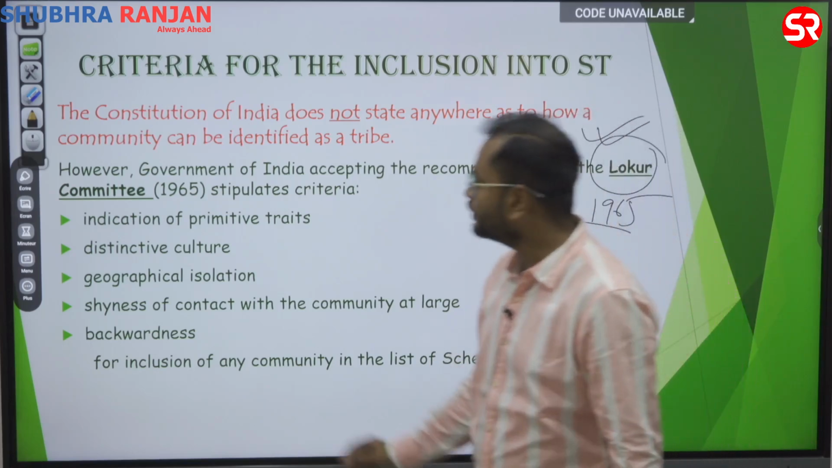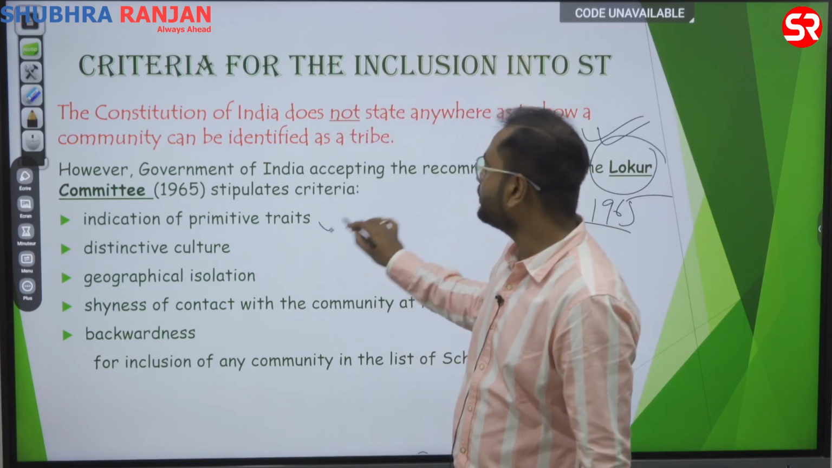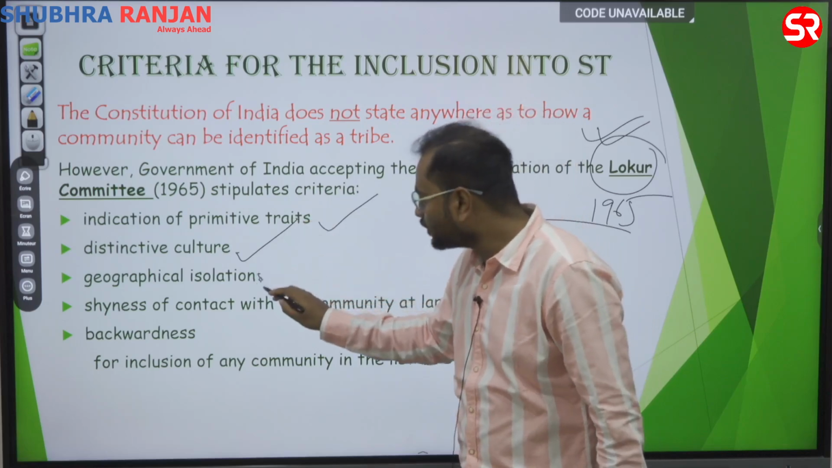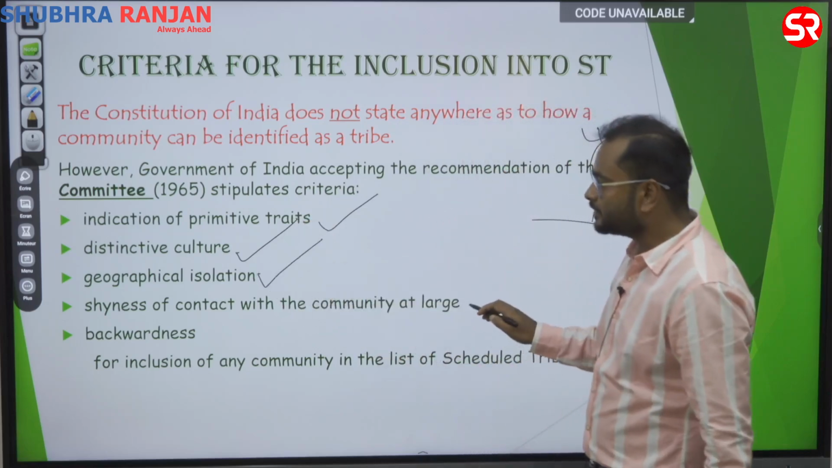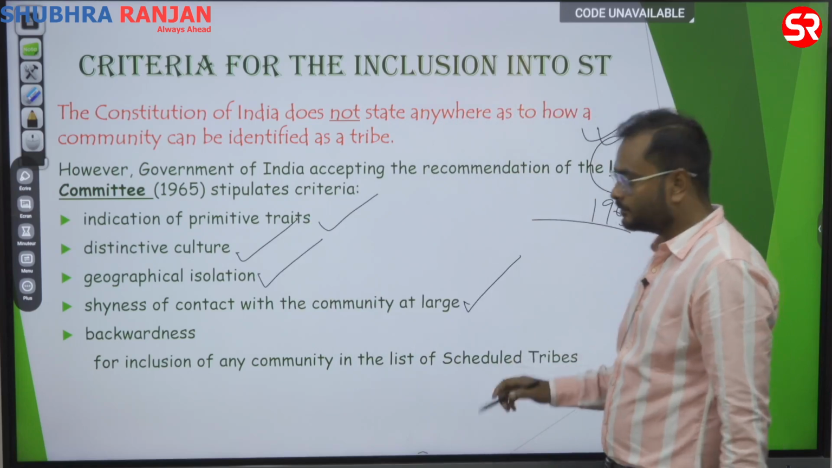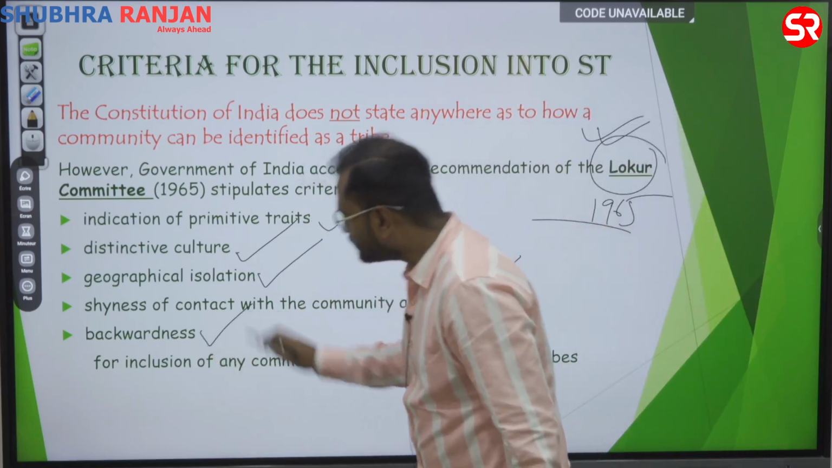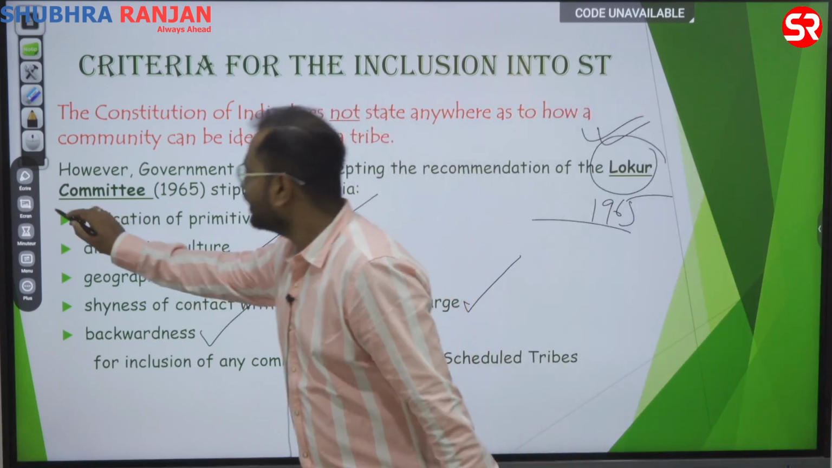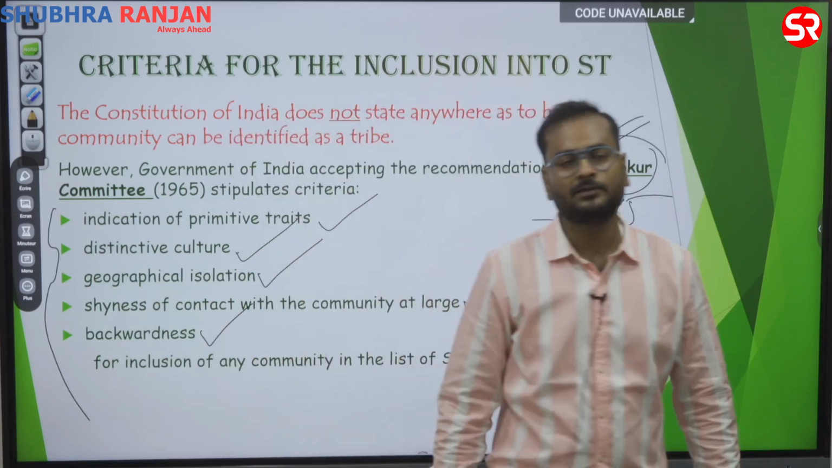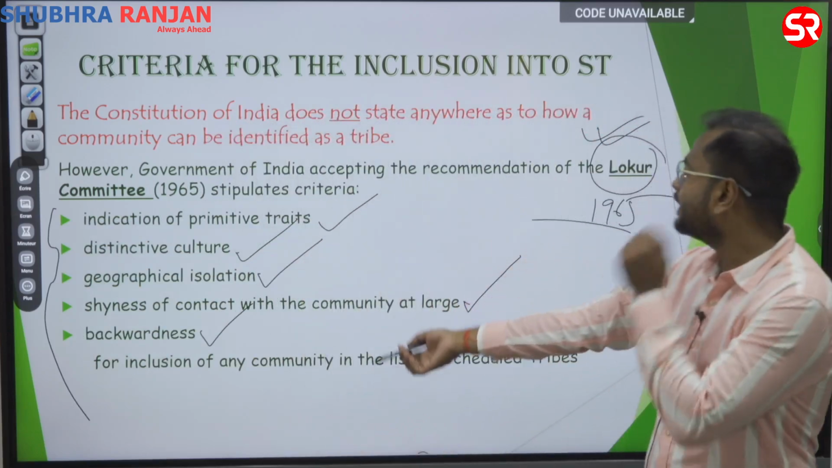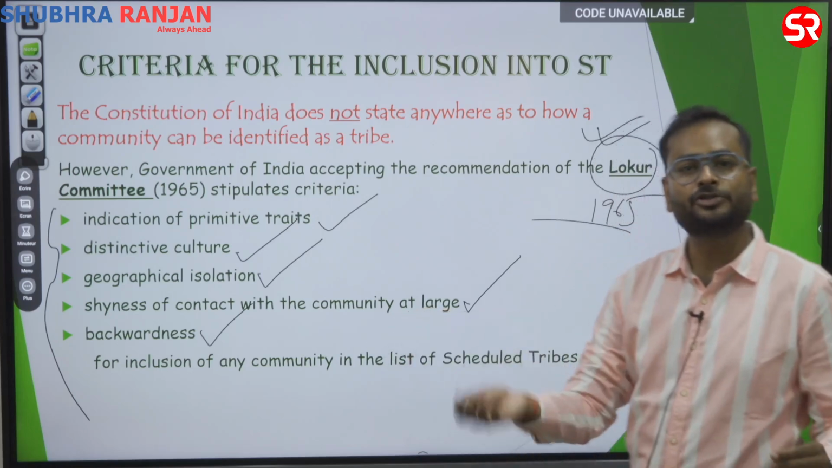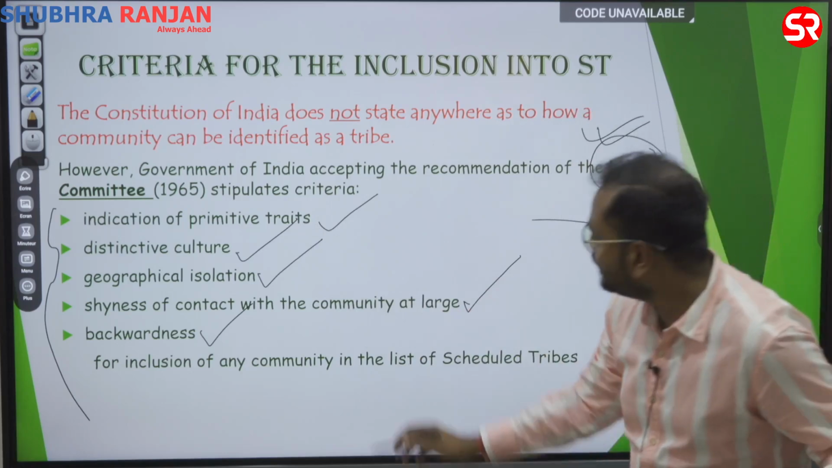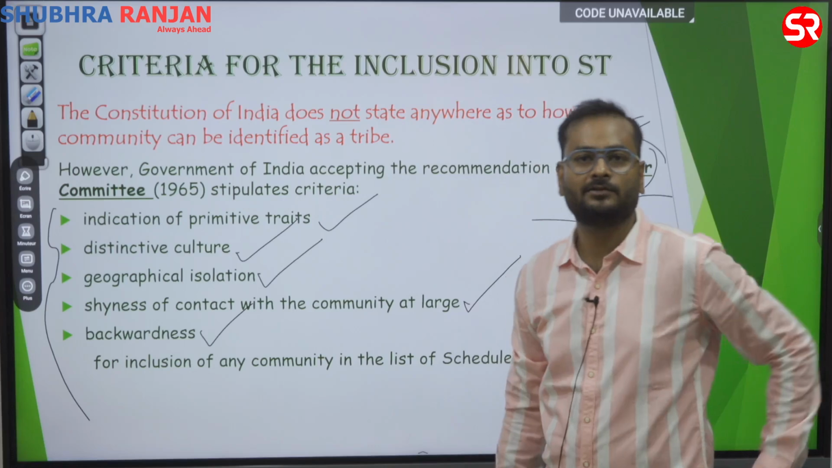Okay, the first among them is indication of primitive traits, the second is distinctive culture, third is geographical isolation, the fourth is shyness of contact with the community, and fifth one is backwardness. These 5 points are suggested by the Lokur Committee so that a tribe can be inducted into scheduled tribe, and such criteria should be followed. Please look into each and every criteria.